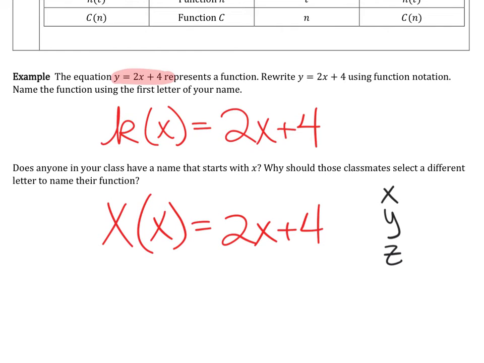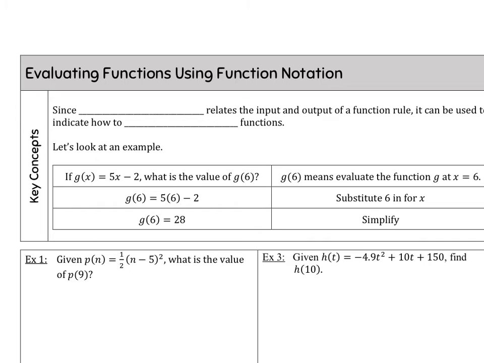Easy, right? So the main reason that we do this naming of functions is so that we can evaluate functions better. Flip over the page. Since the function notation f of x relates the inputs, the stuff in the parentheses, and outputs of a function, it can be used to indicate how to evaluate these functions, which is one of the things we want to know how to do today. So let's look at an example.